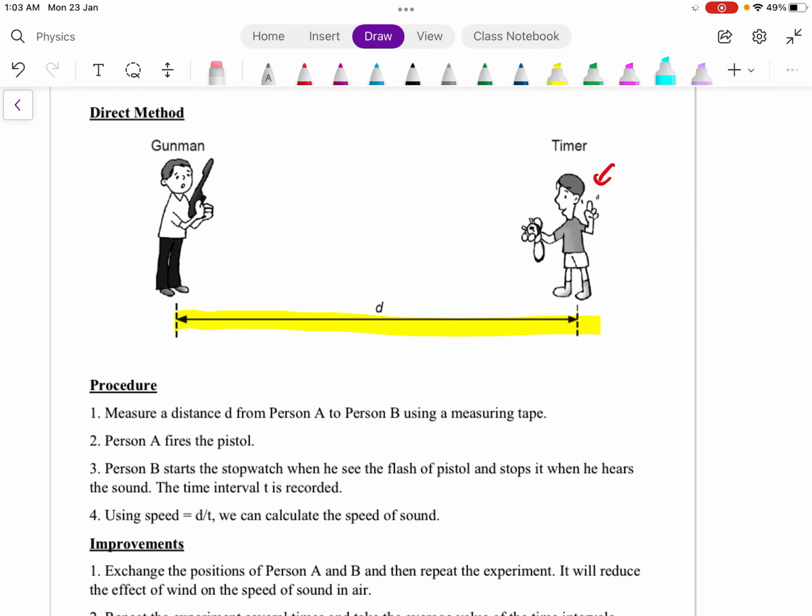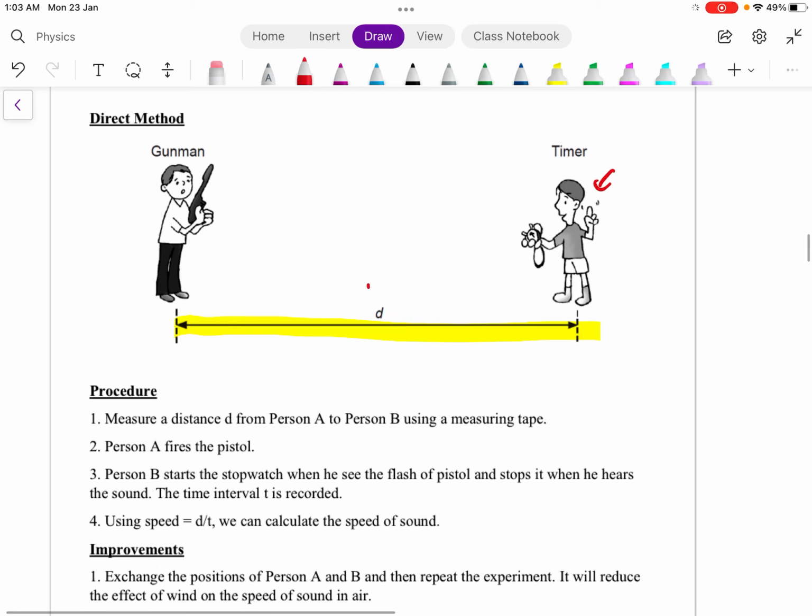Okay, direct method, imagine we have two persons. One is the gunman, one is the timer. We keep them at some distance apart, and to calculate the speed of sound as accurately as possible, the distance must be as large as possible. So for example, let's just say we make our separation 500 meters.